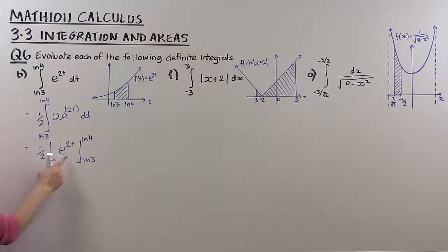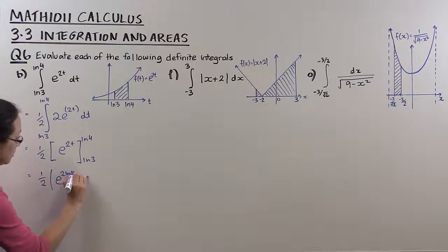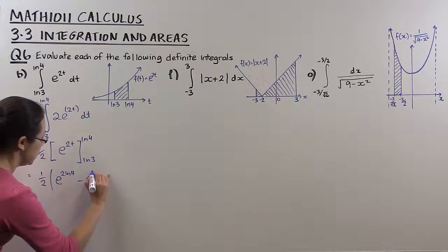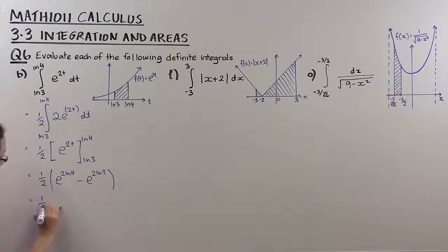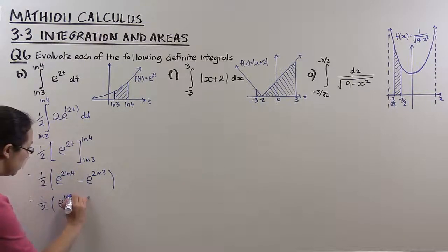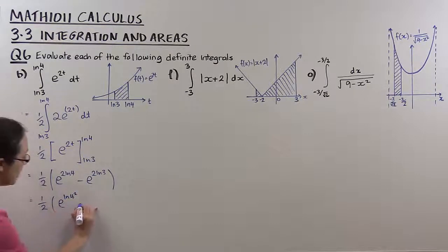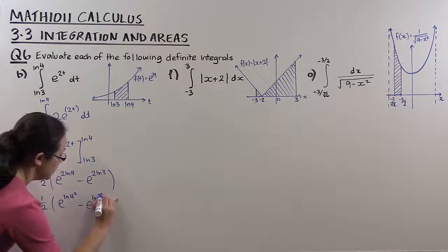Okay, we can check this antiderivative by differentiating, and we'll see that the chain rule applies and e to the 2t differentiates to 2e to the 2t. So you can always check your antiderivative by differentiating. Continuing with our calculation, we'll have half of e to the 2 times log of 4 minus e to the 2 times log of 3, and e to the 2 log of 4, I can simplify this. This is e to the log of 4 squared minus e to the log of 3 squared.